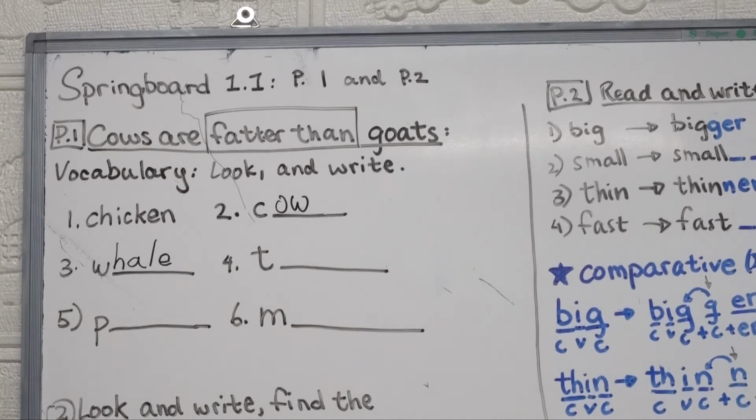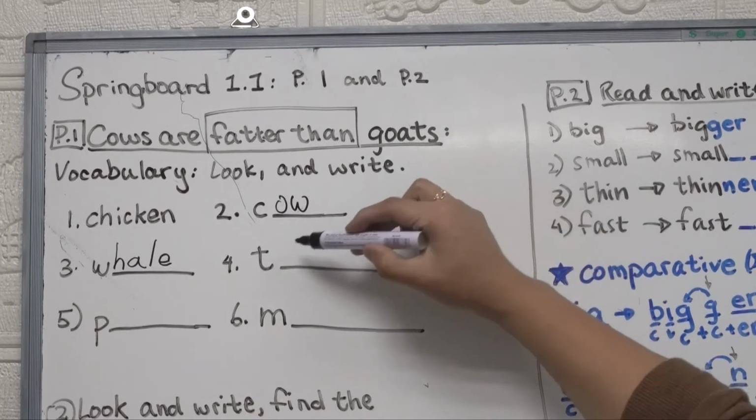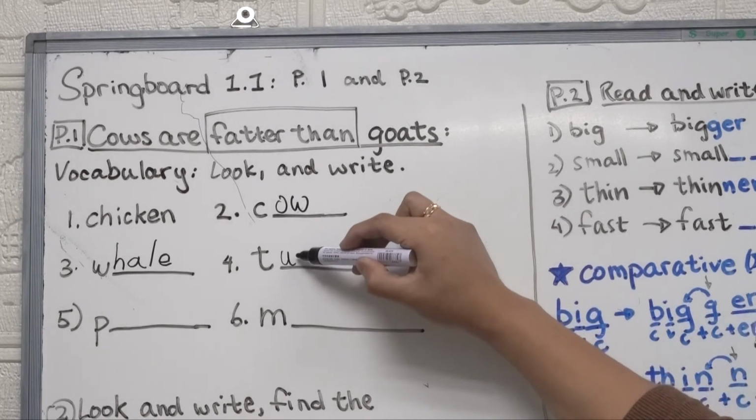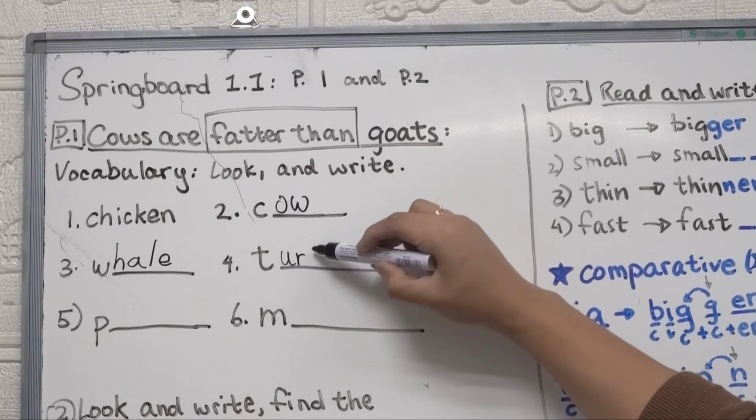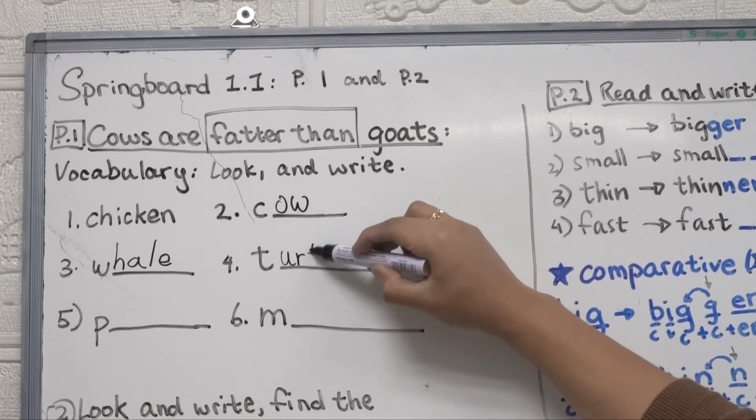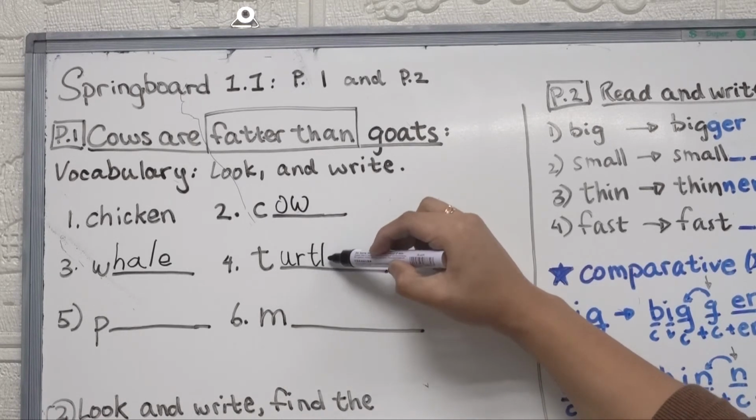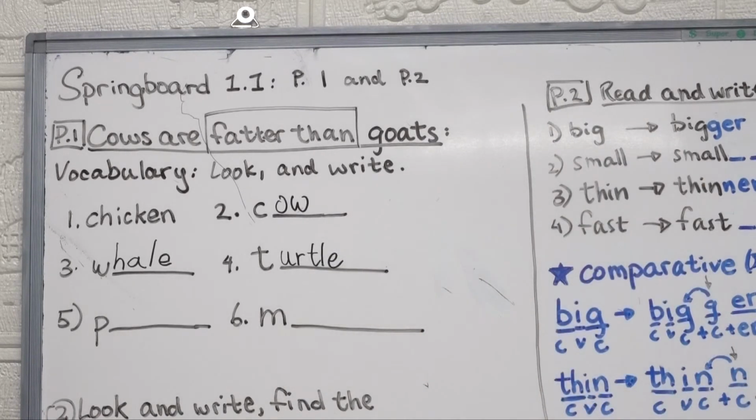Alright, after whale, we have a very cute small animal with a shell on its back. Turtle. Yes, that is a turtle. How do you spell turtle? T-U-R-T-L-E. Very good. Turtle. Okay, turtle. Alright, number 5 is a kind of snake.